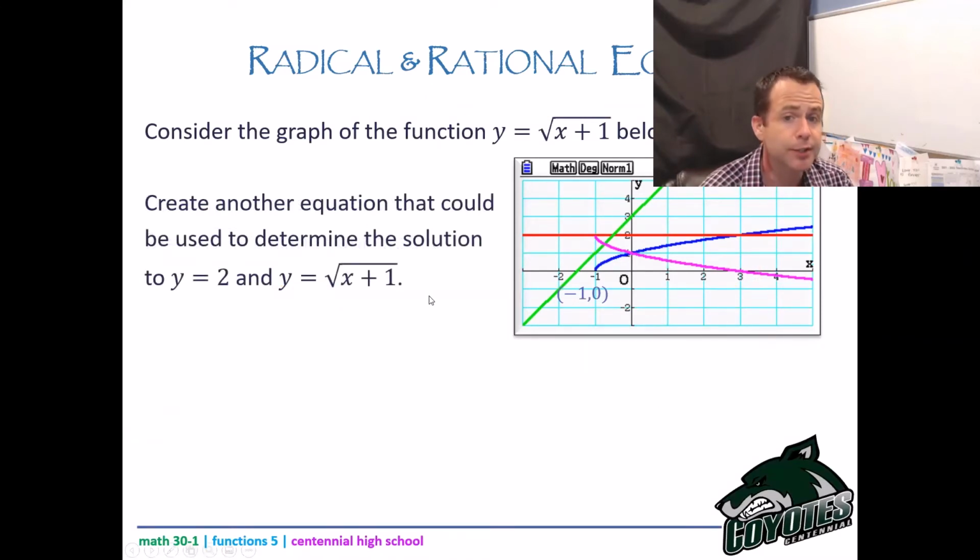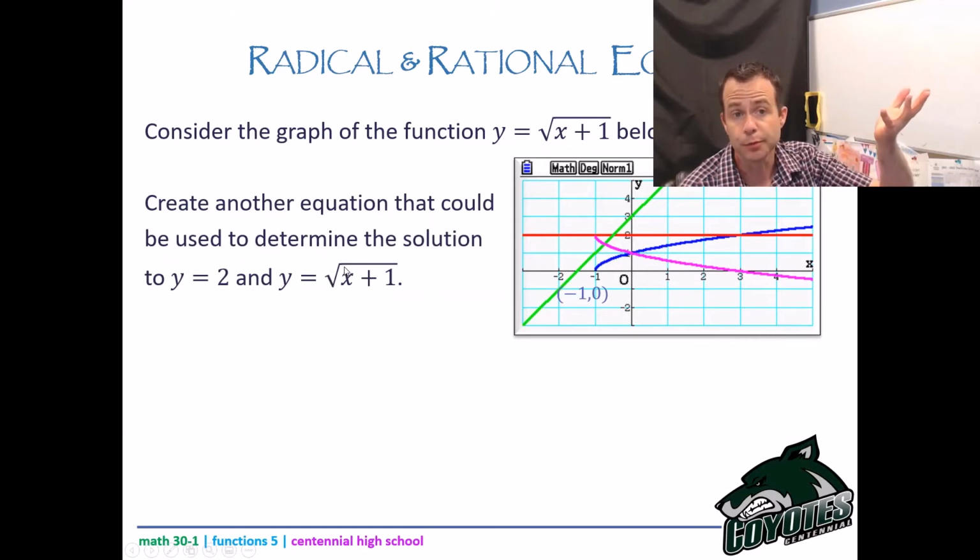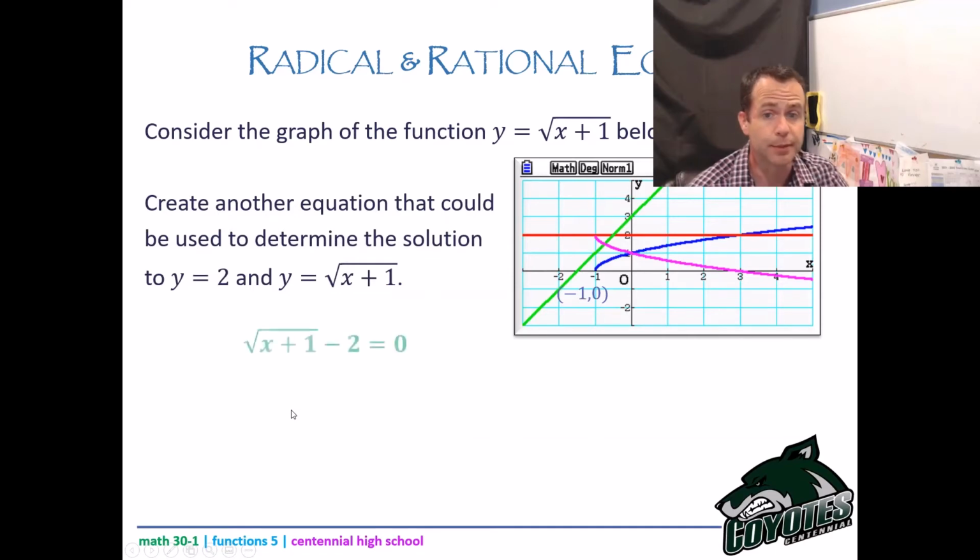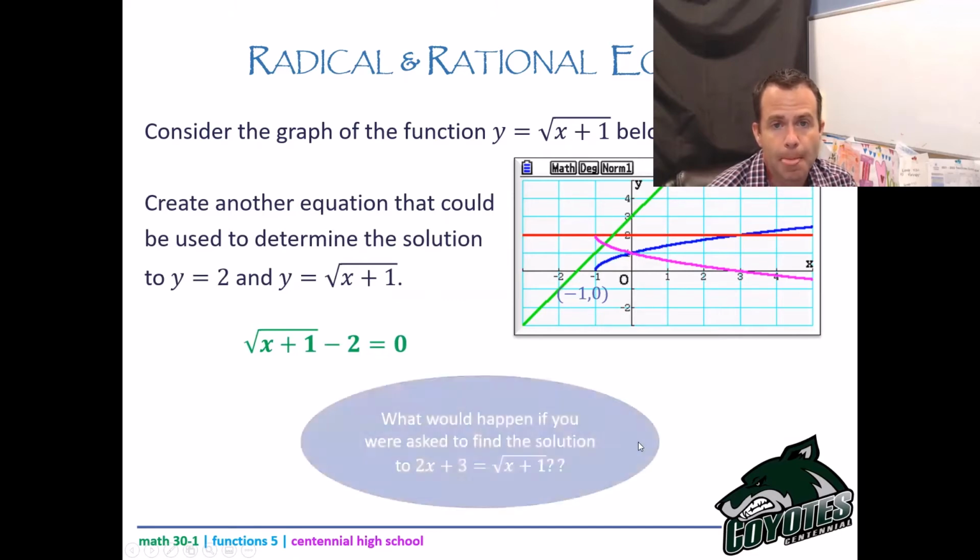Create another equation that could be used to determine the solution to y equals 2 and y equals the root of x plus 1. So we moved everything over, like we moved the root of x plus 1 over. I could have also just moved the 2 over, right? So I could have negative 2 plus the root of x plus 1. That would have been totally fine, or the root of x plus 1 minus 2. Same thing. That also would have worked.